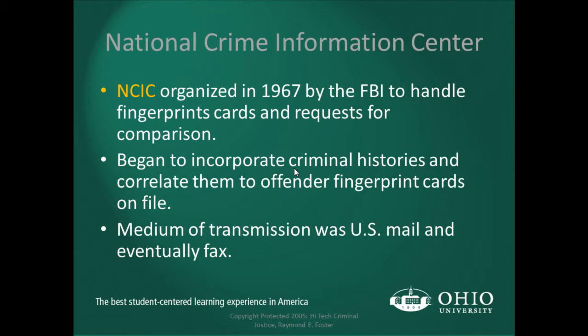NCIC, the National Crime Information Center. This is something I'm sure most people have heard of. The NCIC was organized in 1967 by the FBI to handle fingerprint cards and requests for comparison. They also began to incorporate criminal histories and other information associated with those fingerprint cards. So instead of just a fingerprint card and a name, they started to associate criminal backgrounds and histories with those as well. The problem with that system is that the medium of transmission was U.S. mail, so you'd have to mail off that information.